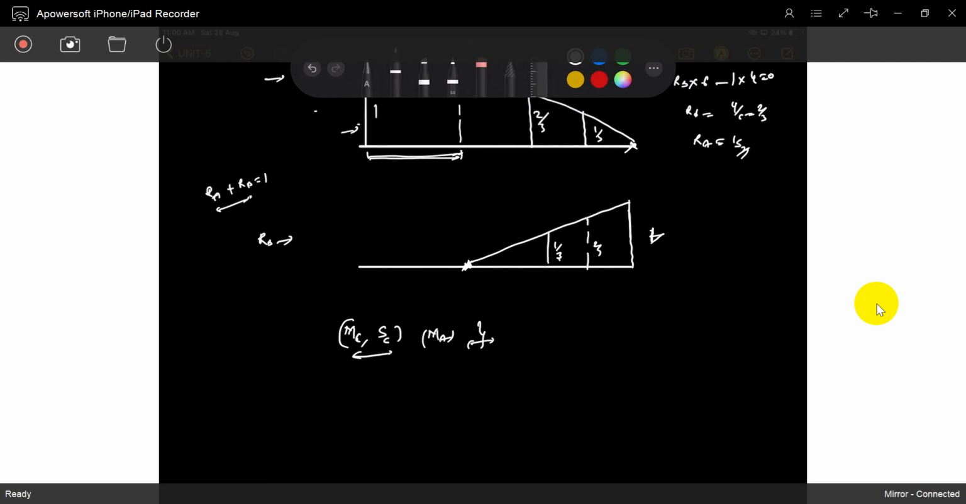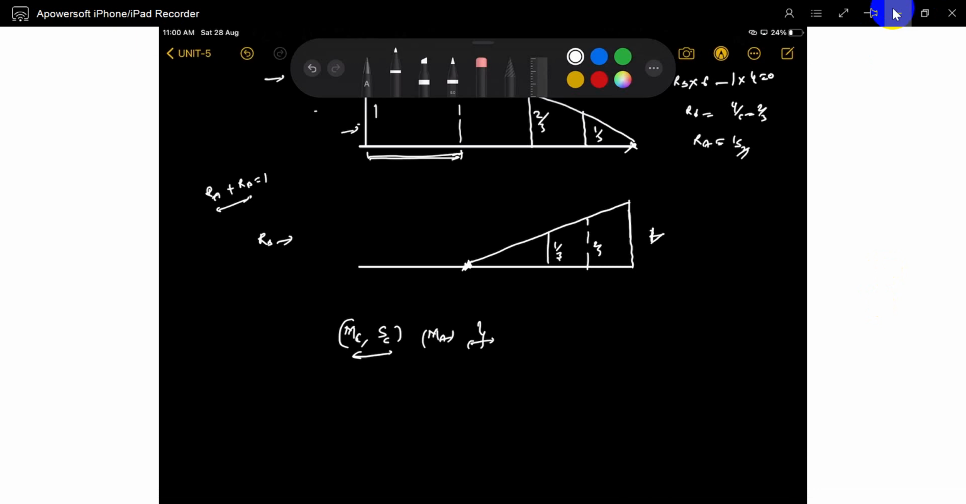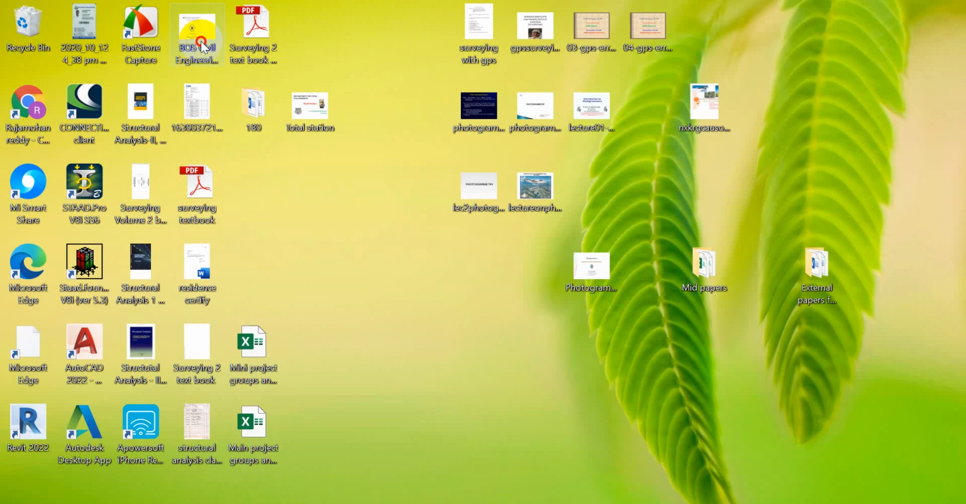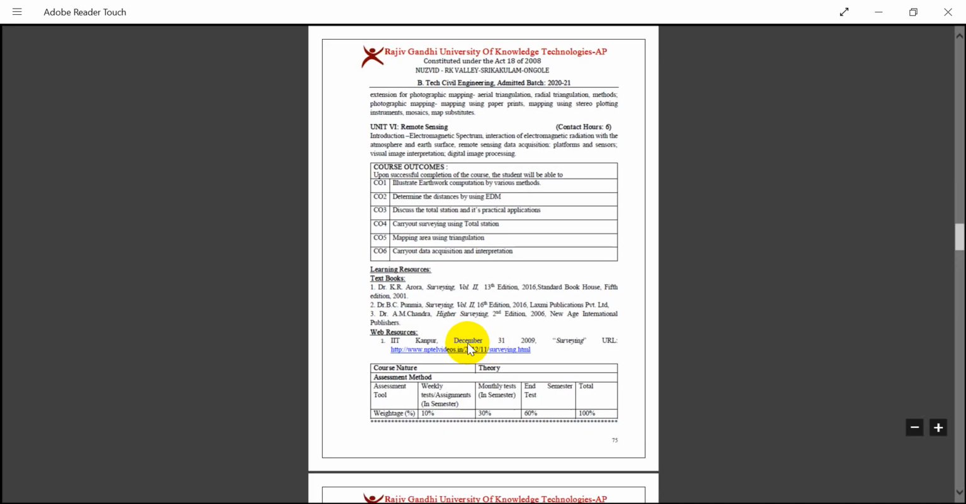Tomorrow we will see the syllabus. We will see the remaining. Okay, so you can develop anything. So I will show the syllabus. Just one instant.